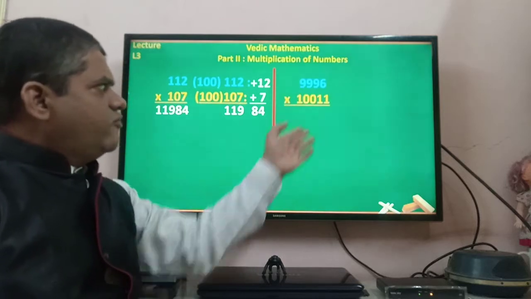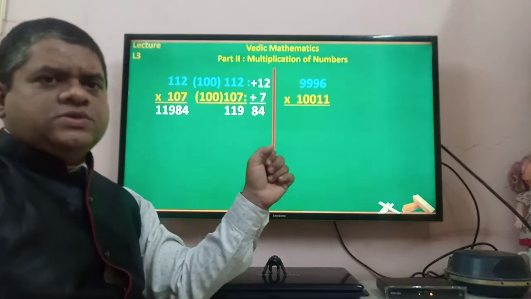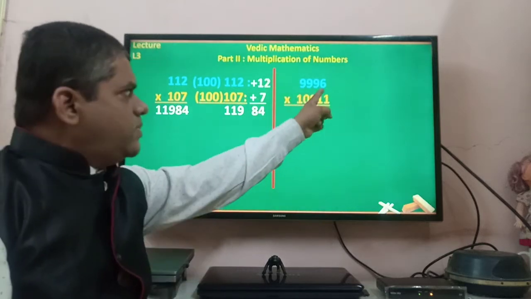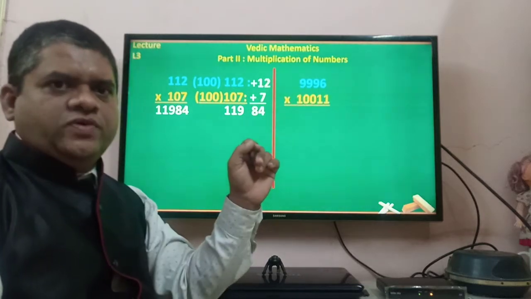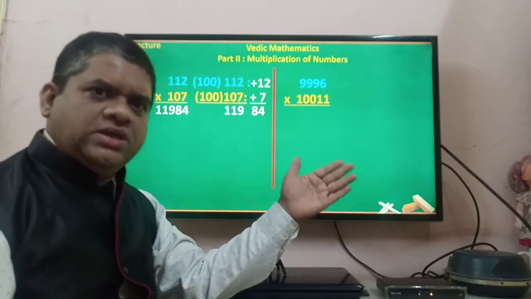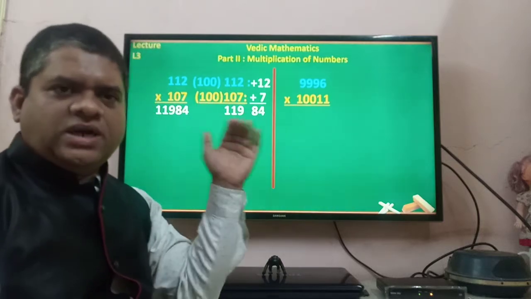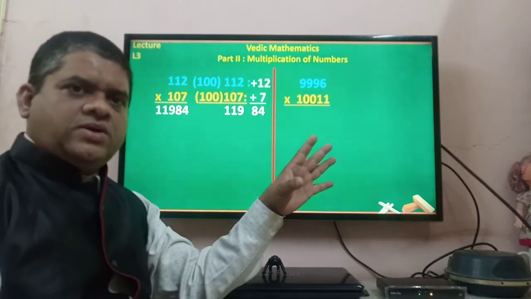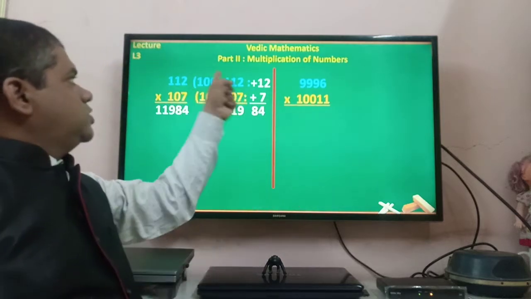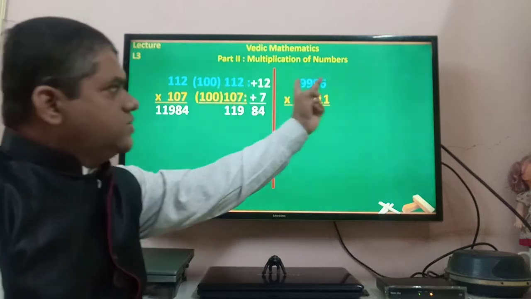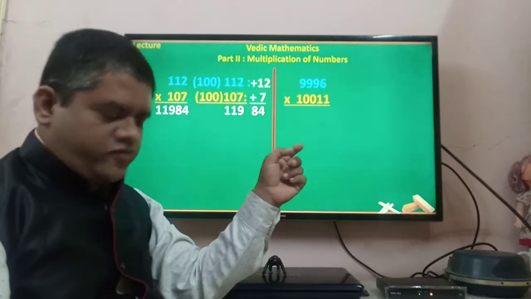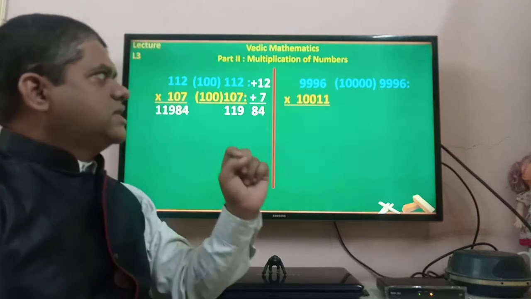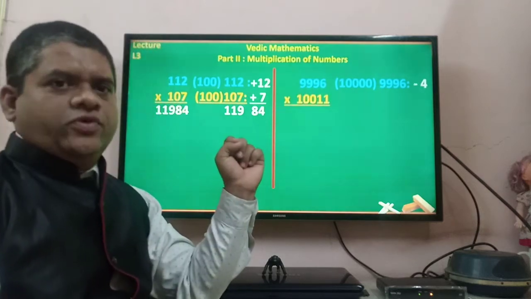Now we will find one more example where the base we have taken here is a 4-digit number, and this 4-digit number is closer to 10,000. So as I told you at the beginning of the session, in Vedic mathematics, when you want to multiply, the first step is you have to select the proper base. Here this was closer to 100, so I selected 100 as a base. Now this is closer to 10,000, so we have to select 10,000 as a base. So 9996 minus 10,000, you will get minus 4.